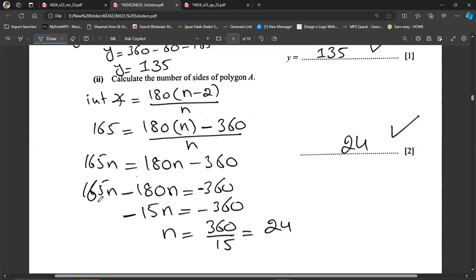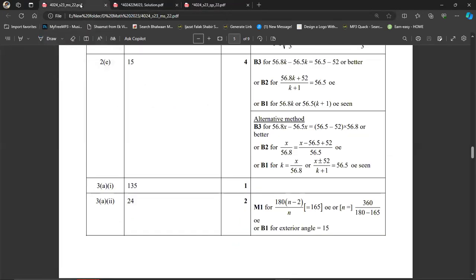So just cross multiply, you will have 165n equals 180n minus 360. 165n minus 180n is equal to minus 360. So then you will have minus 15n equals minus 360. Minus minus will be cancelled. n will be equal to 360 divided by 15, and that is 24. So there are 24 sides.